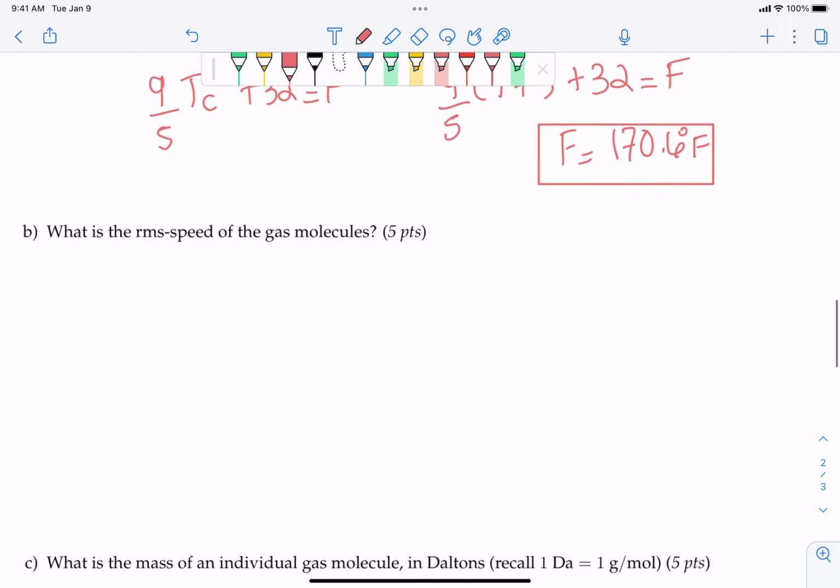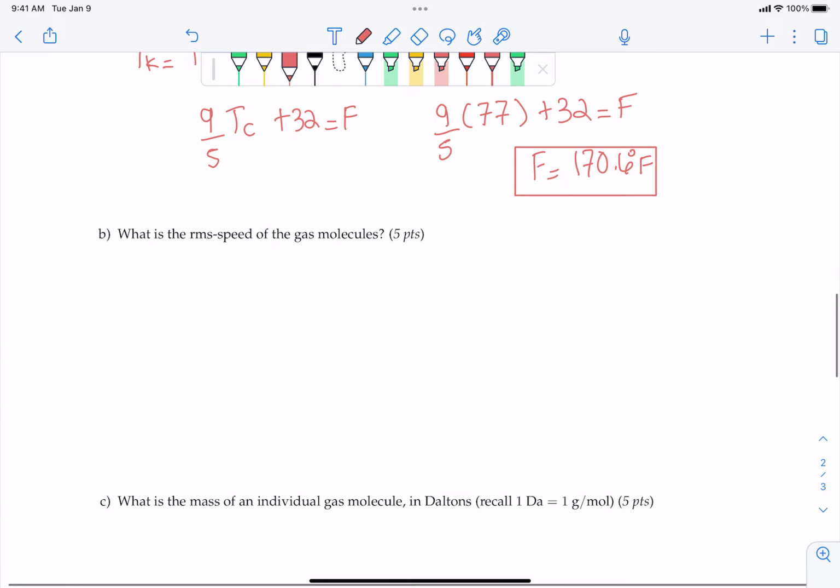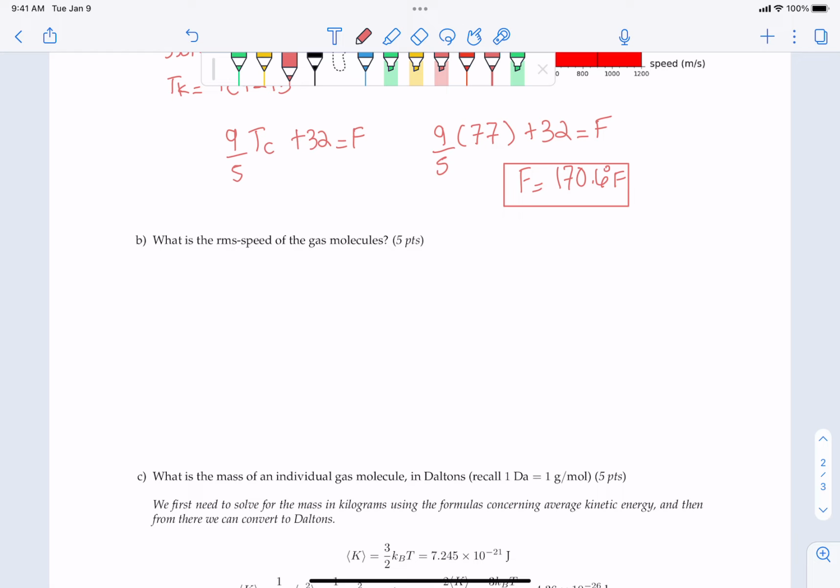Anyway, part B is asking for the RMS speed. Once again, this is really, really similar to the written homework from last night. So the RMS speed is equal to what? Do you guys remember from last night? Square root of what?